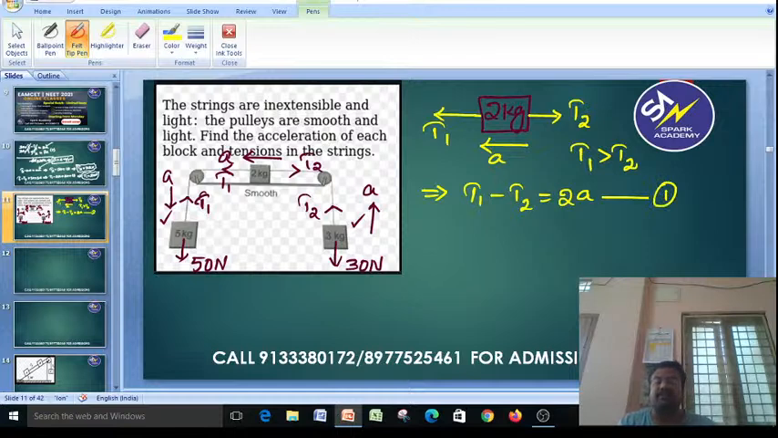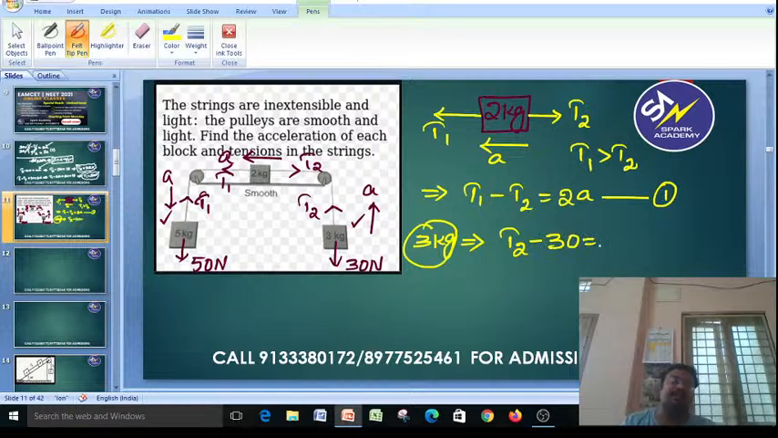And let us take the next equation. For the 3 kg block, I don't want to draw separately. Here you have to observe the 3 kg block: 30 Newton acting in the downward direction, tension T2 acting in the upward direction. Now you have to frame the equation for the 3 kg block separately. Definitely in this case tension T2 is greater compared to the 30 Newton weight. So T2 minus 30 is the net force acting on the 3 kg block, that is equal to mass into acceleration, that is 3A.